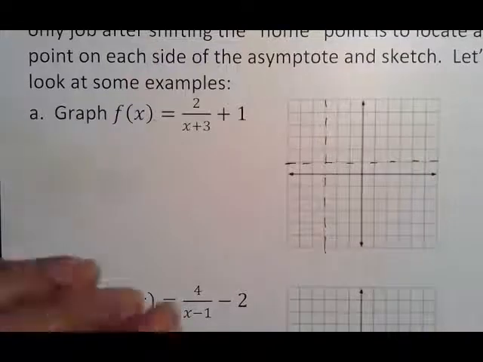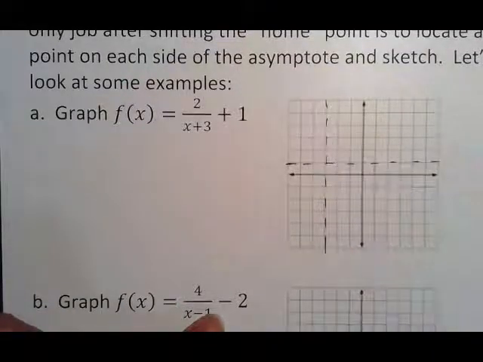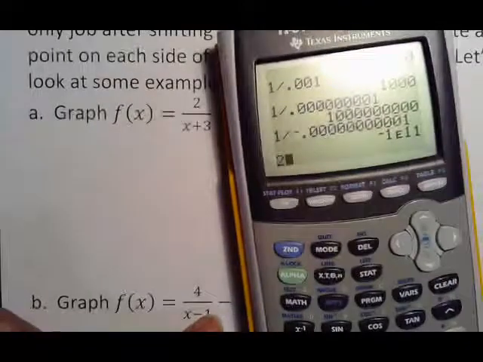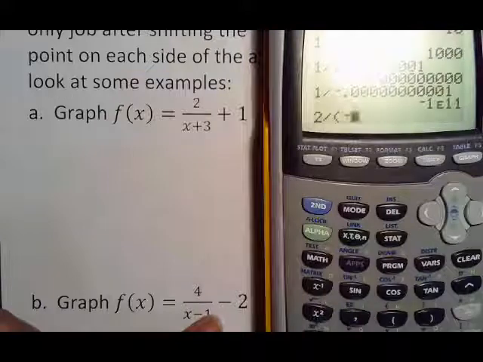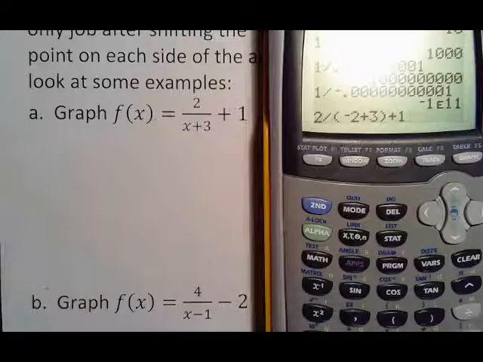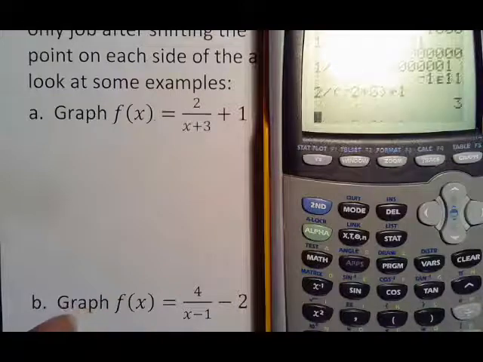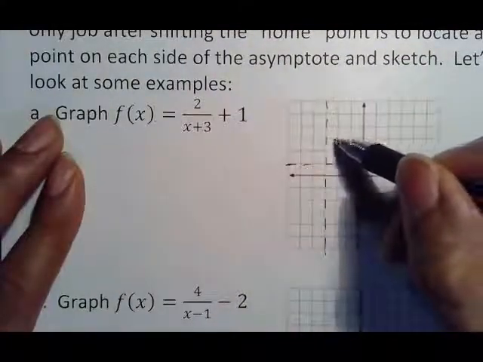What you want to do from there is pick a point on both sides of that asymptote. So we'll check negative 2. So I'll put 2 divided by parentheses negative 2 plus 3, because again I want that to be part of it, and then plus 1. I believe that should work in this calculator. Order of operations, yep, plus 1 should give me a 3, which puts me here.